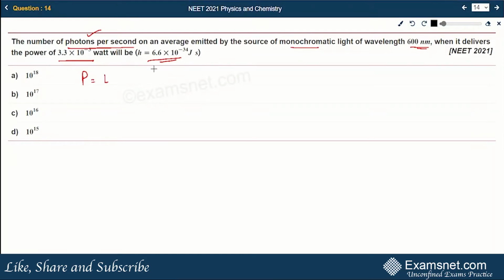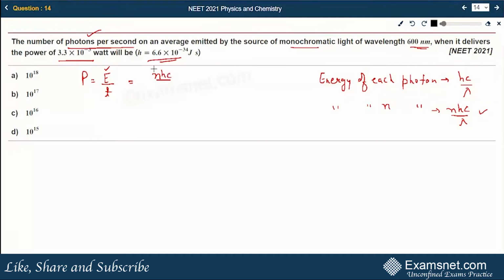So we know that power equals energy per unit time. Also, we know that the energy of each photon is given by hc by lambda. Therefore, the energy of n number of photons will be n into hc by lambda. So here in place of energy, we can write nhc by lambda. Let's write it down, n into h into c by lambda, and t is already here. Now what we have to find? The number of photons per unit time, that is the number of photons per second, that is n by t. So what will be the value of n by t? It will be equal to power into lambda divided by h into c.